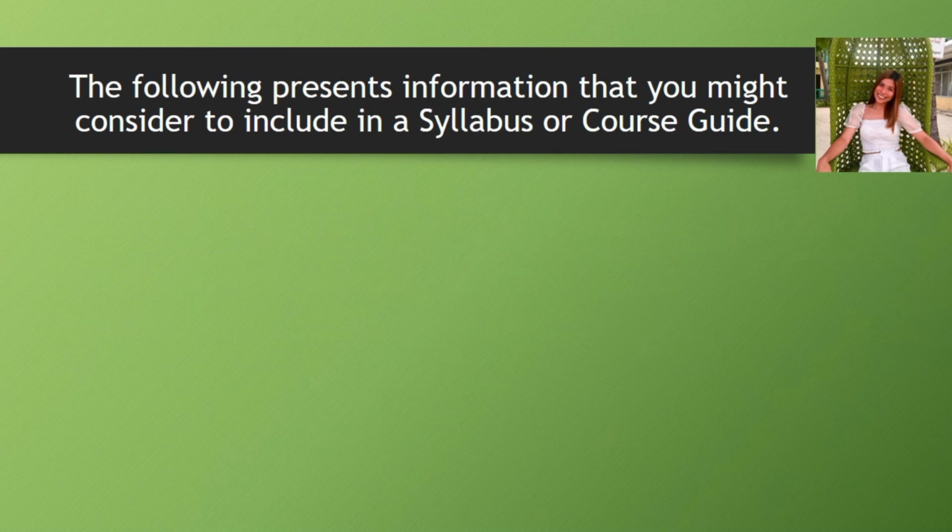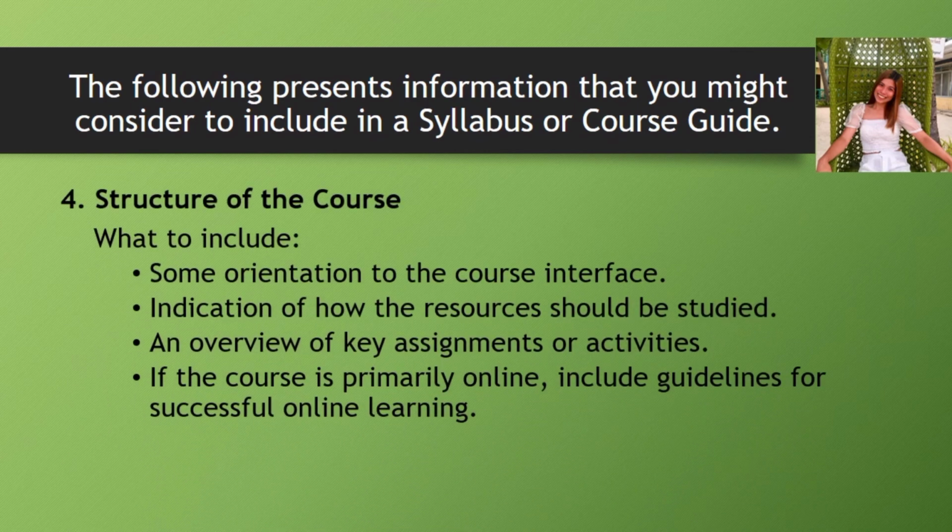Fourth is the structure of the course. It includes some orientation to the course interface. Providing a course map or a list of items on the course website containing descriptions of each item is very helpful in online courses. In the case of classroom and blended courses, a list of material to be received, such as DVDs and hard copies of written materials, for example, is also very helpful.